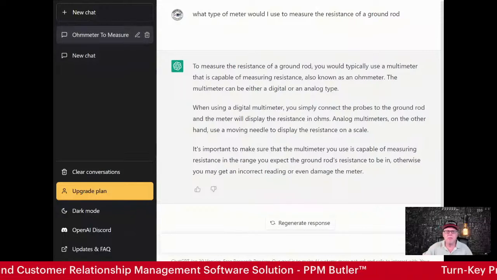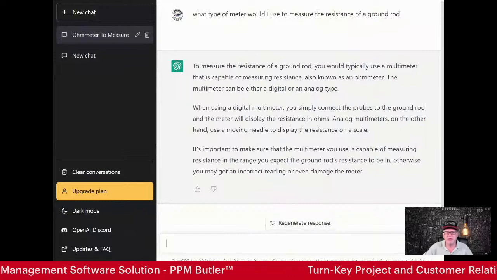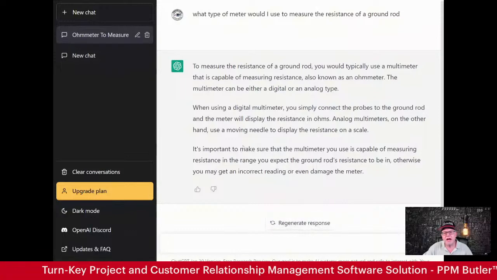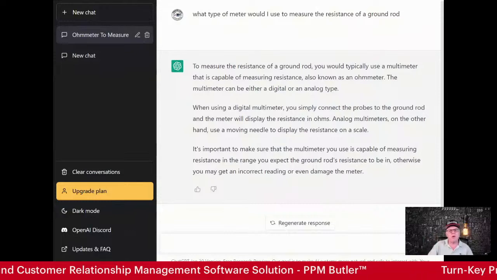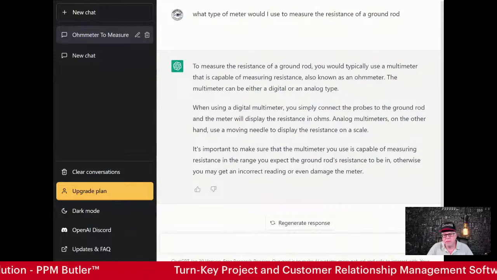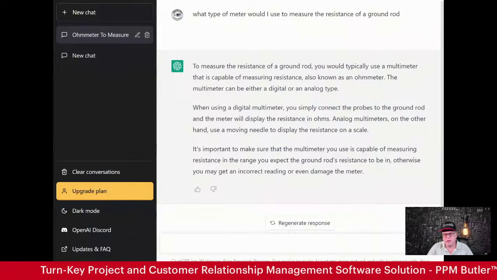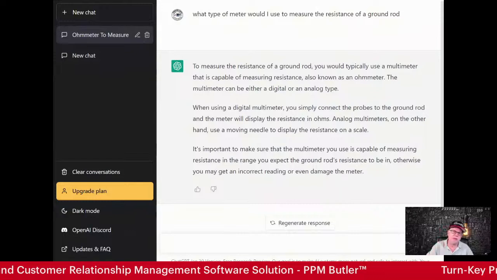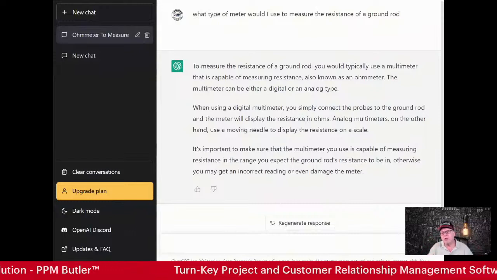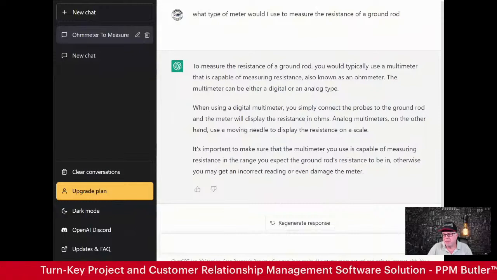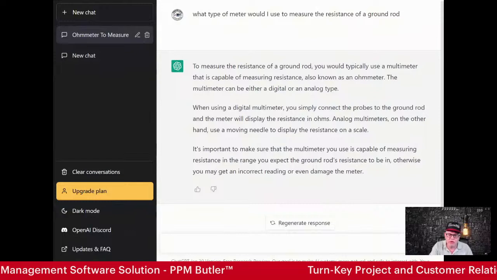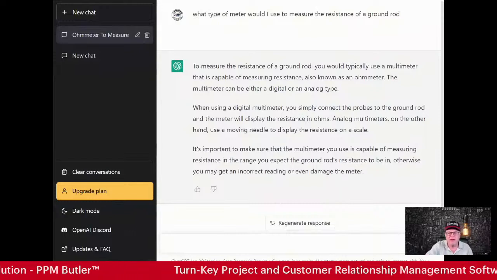All right, so my response to this is, okay, if you don't like that response, you can click regenerate response. I don't like this response. You know, why do you think I wouldn't like this response? Because you typically would not use an ohm meter to measure the ground resistance. Now, the question can be misleading, because if you were just measuring the resistance of something like maybe a ground rod, then you probably can use an ohm meter for that. But what Michael is really asking is he's trying to determine whether or not we get the 25 ohms. So how do we measure ground resistance is more of the question.